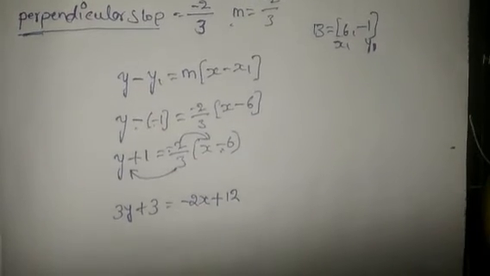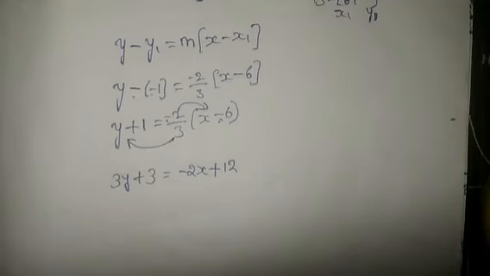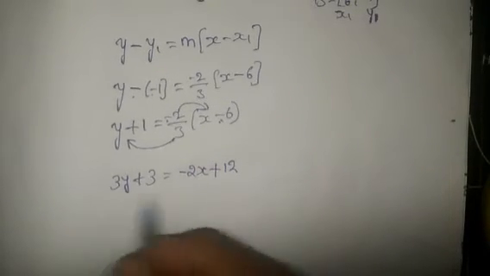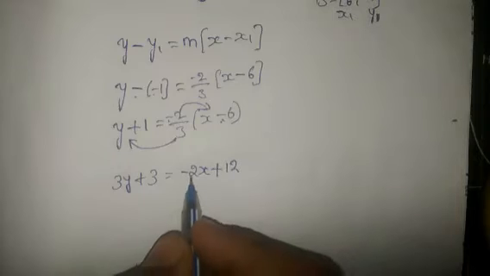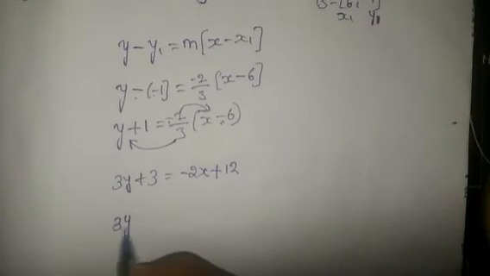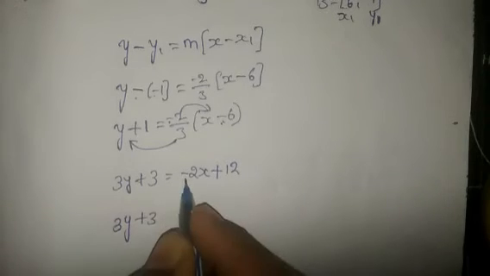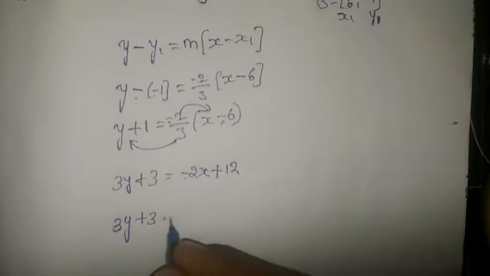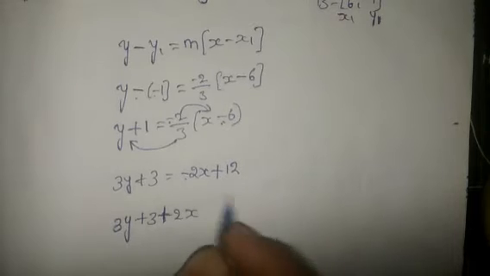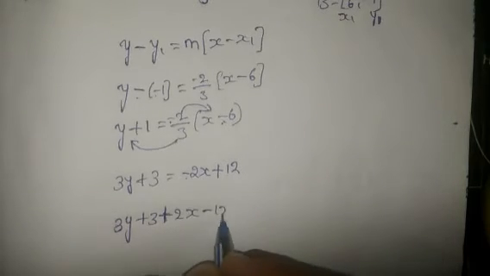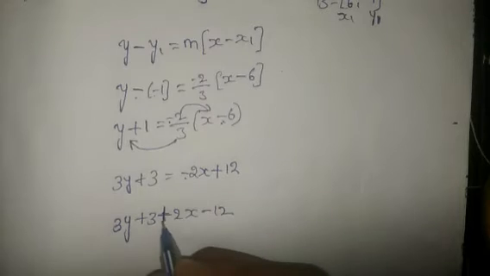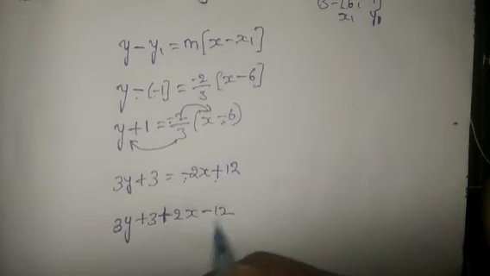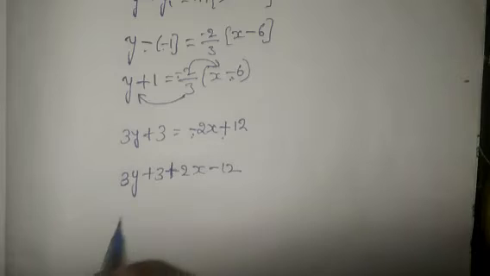Okay, clear? So now we have to do this 3y, right, as it is, and plus 3, and it exposed to downside, so that becomes plus 2x and minus 12. Plus becomes minus, and minus becomes plus. So we take an equation.